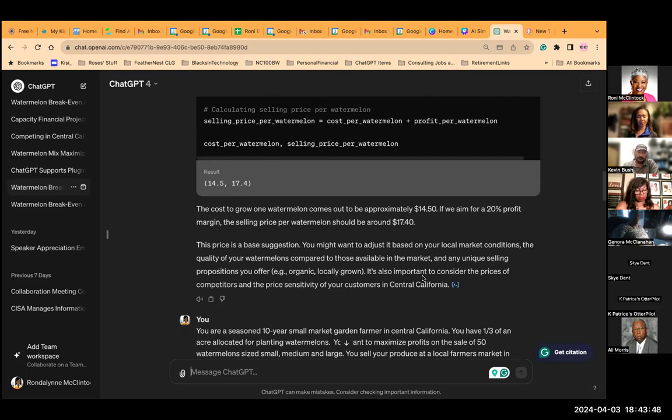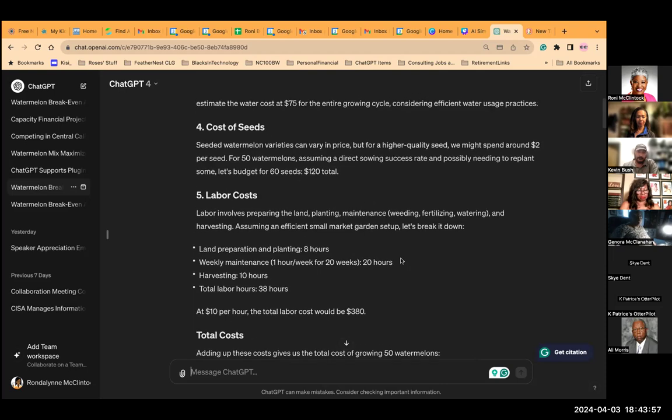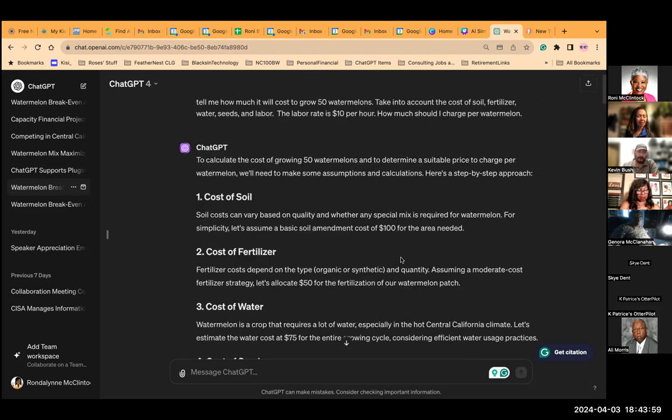You're going to want to look at these numbers, but it gives you a really big head start on doing these kinds of calculations, as you can see. Because it would have taken me hours just to do this.